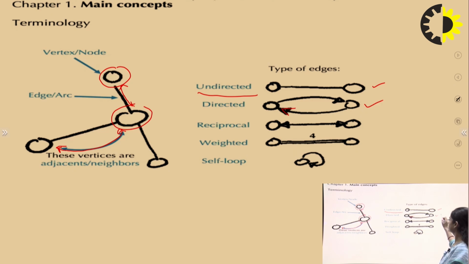Next, this is directed. Then reciprocal: when there is a two-way connection between two nodes, meaning this is connected to this and this is connected to this. Then weighted: if there is a weight mentioned above the edge, like here it is 4, it can be any number, so this is called a weighted graph. Next, self-loop: this is a self-loop, meaning connecting with itself. So these are the different types of edges: undirected, directed, reciprocal, weighted, and self-loop.